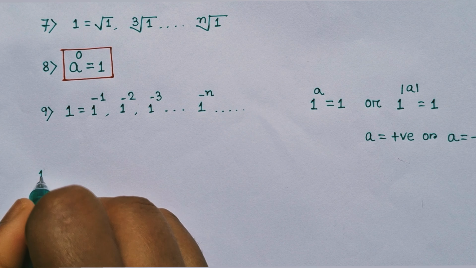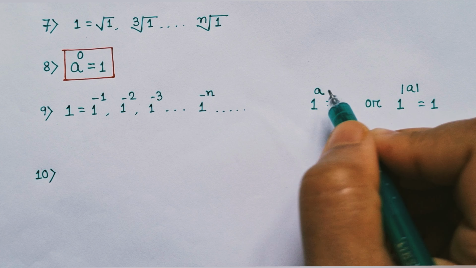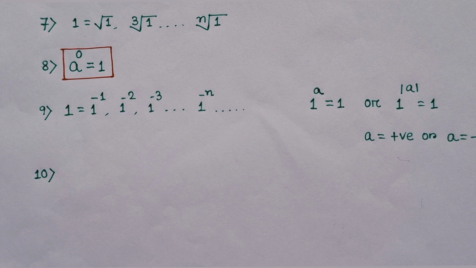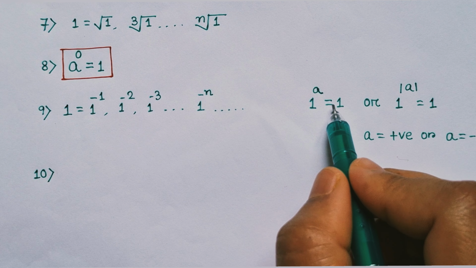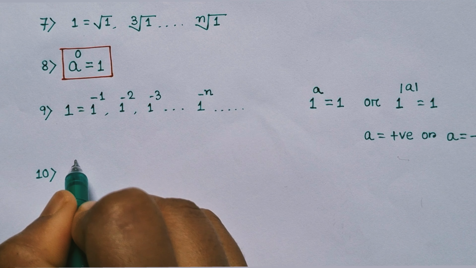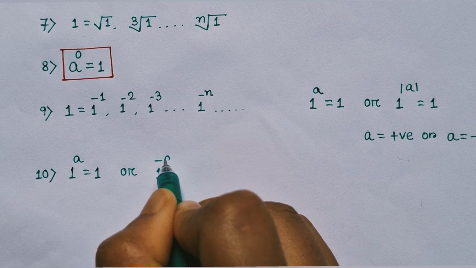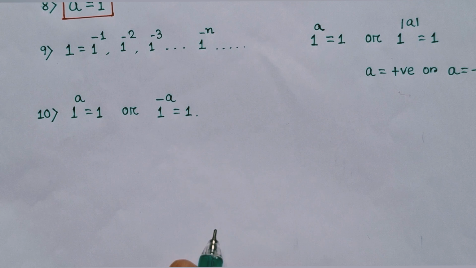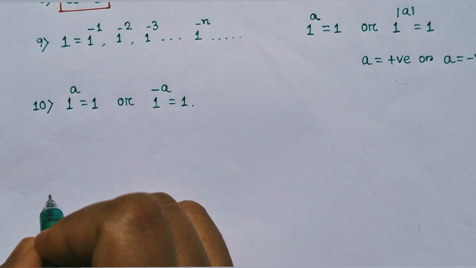Let's move to number 10. So here a is a variable. In place of a, we can write any value, any integer, fraction or decimal number. So from number 6 and number 9, we can conclude this: 1 to the power a equals 1, or 1 to the power mod a equals 1. So it can be 1 to the power plus a equals 1, or 1 to the power minus a equals 1. Let's move to number 11.